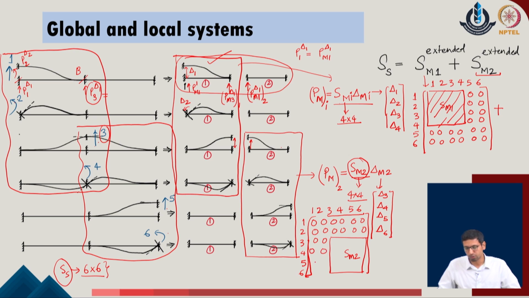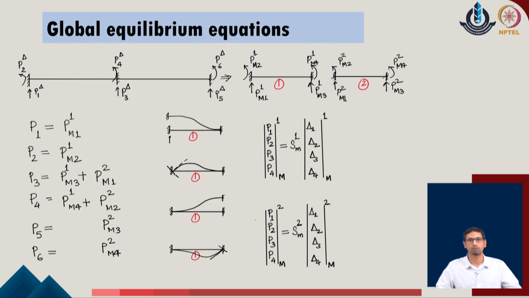And now, once we are able to make this kind of a generalization, I can add the contribution of the SM1 and SM2, and I can say that this will be the effective stiffness matrix which we are trying to identify for the given problem.